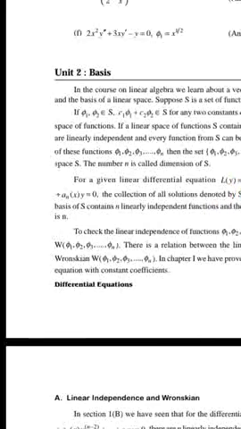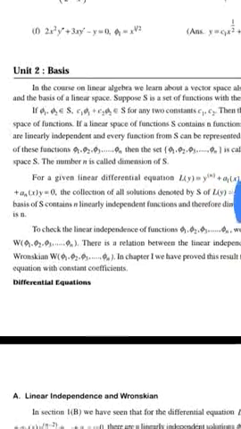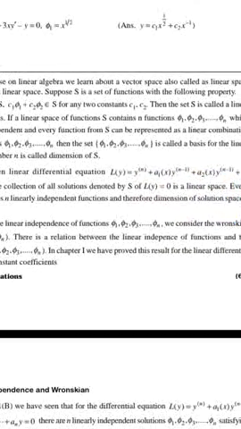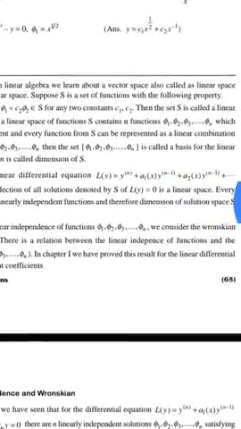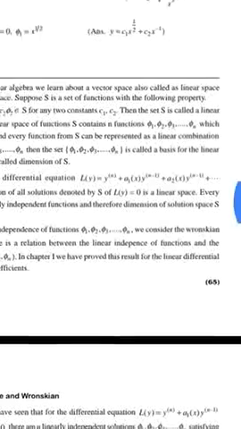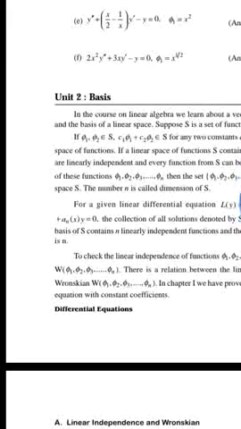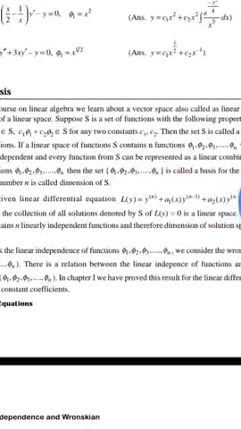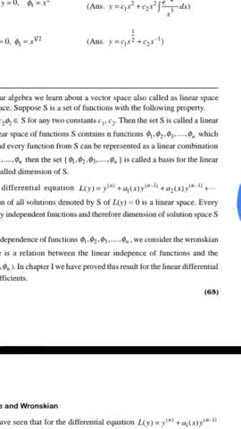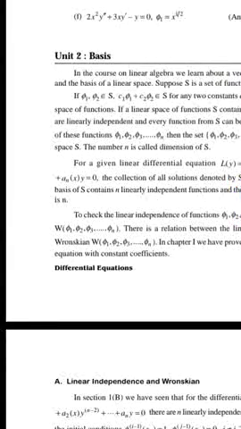which are linearly independent, and every function from S can be represented as a linear combination of these functions phi1, phi2, ..., phi n, then the set phi1, phi2, ..., phi n is called a basis for the linear space S. The number n is called the dimension of S.